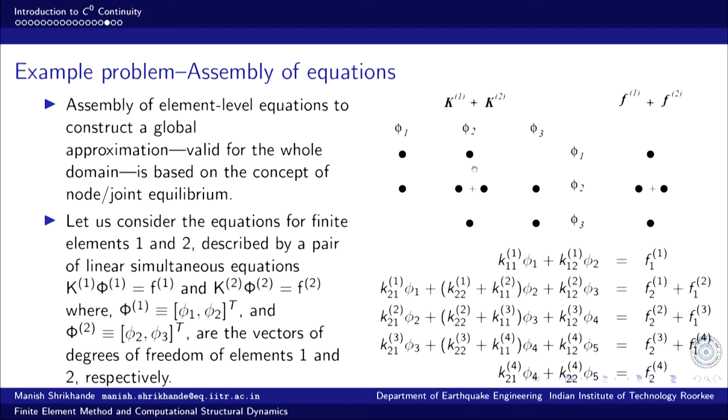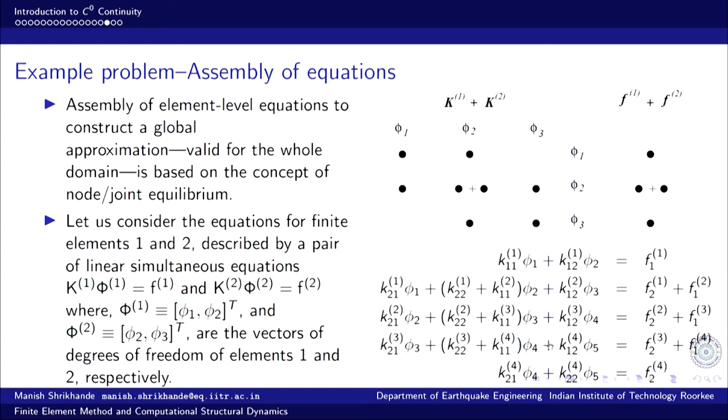So, these 4 elements come from the first element stiffness matrix, K 1, and these 4 elements come from the stiffness matrix of the second element, that is K 2, and phi 2 is a common degree of freedom. So, these two contributions get added up. Similarly, for the force vector, we have this contribution at the common node getting added up. And if I look at the assembly of all equations, all 4 elements, these are the terms.